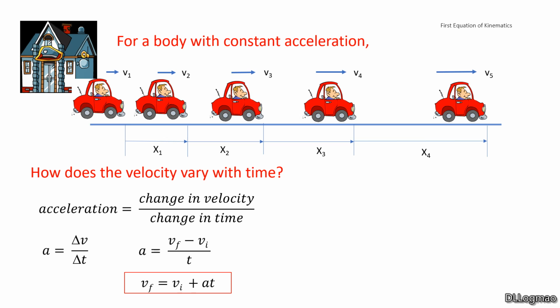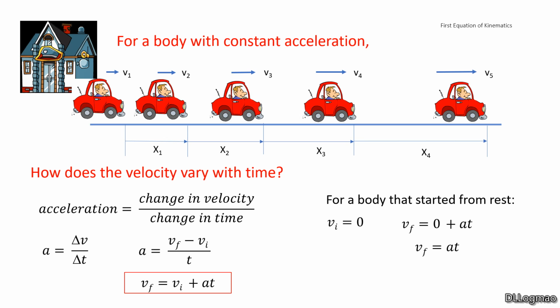What if the body started from rest? A body that started from rest has zero initial velocity. So what will happen to our equation? The final velocity is the product of acceleration and time. Taking the constant acceleration on the left side of the equation, the right side of the equation shows us the relationship between velocity and time. The velocity v is directly proportional to the time t.